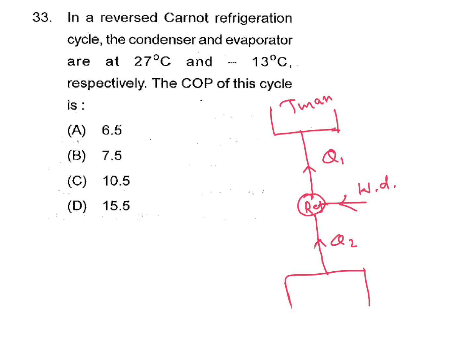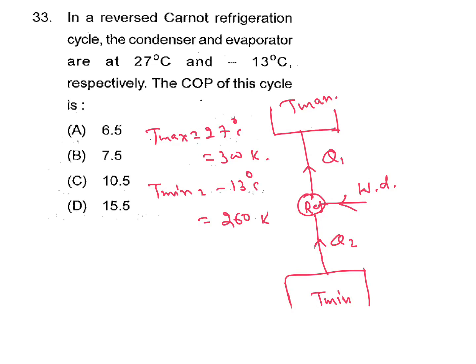Here maximum temperature, minimum temperature. In this question, T max is 27 degrees Celsius. It's 300 Kelvin. T minimum is minus 13 degrees Celsius, so 260 Kelvin. COP of the refrigerator. It's Carnot refrigerator, so desired effect by work done. Refrigerator, so desired effect is minimum temperature.